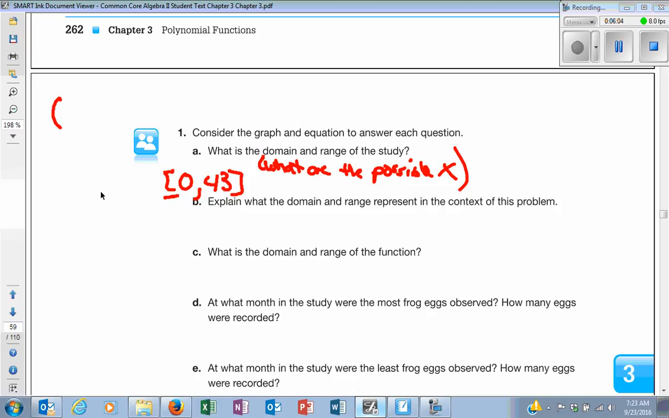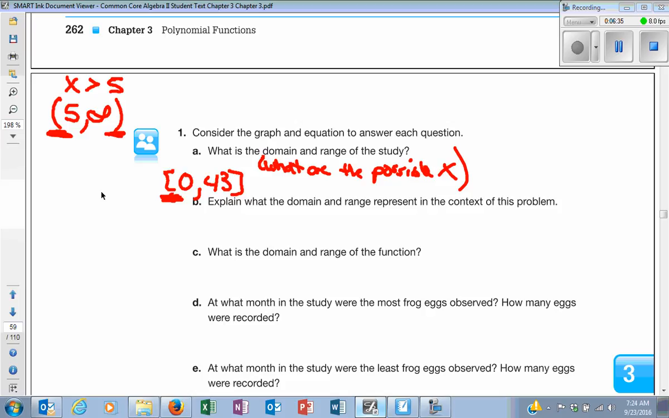So if I said x is greater than 5, I would go 5, comma, and to infinity. Notice I put a parenthesis here and a parenthesis there. You cannot include 5 because if x is greater than 5, it does not include the number 5. So to show the difference between including the number and not including, we put a bracket versus a parenthesis. Do you see the difference between the two notations?